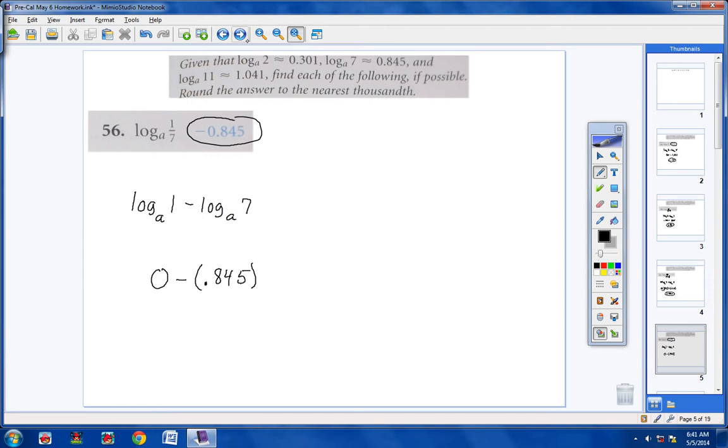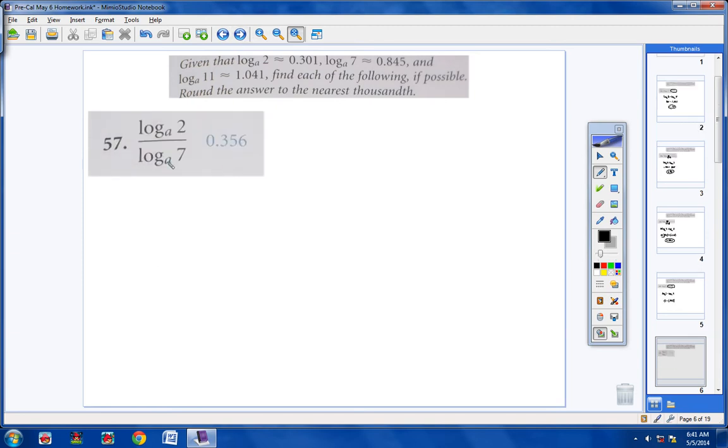Okay, moving on to number 57. Guys, it doesn't get any easier than this. Your numerator is log base A of 2, so up top I'm simply going to write 0.301. In your denominator, you have log base A of 7, and that's 0.845. With your calculator, if you type in 0.301 divided by 0.845, you will get this right here. All right, moving on.